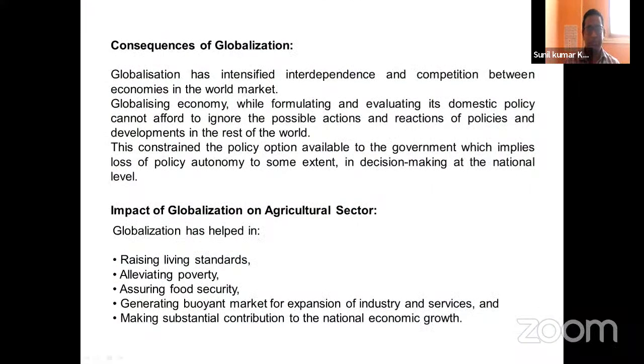So these were the major consequences, and there was an impact of this globalization on agriculture also. Globalization has helped in raising the living standard of the people, and it has helped in alleviating poverty and assuring the food security of our country, generating markets for the expansion of industry and services. It has made a substantial contribution to national economic growth. So this has helped India recover from the devaluation and sustain in the market.